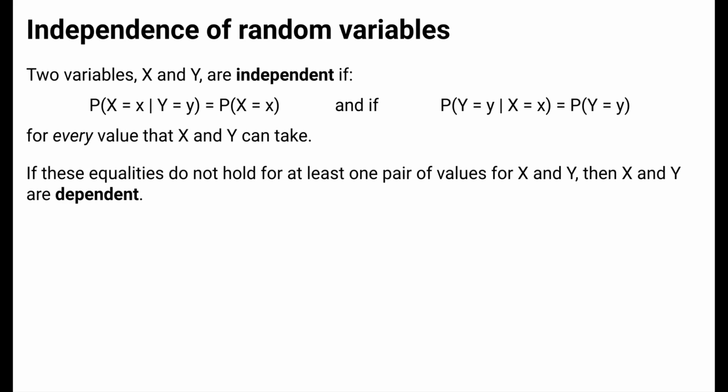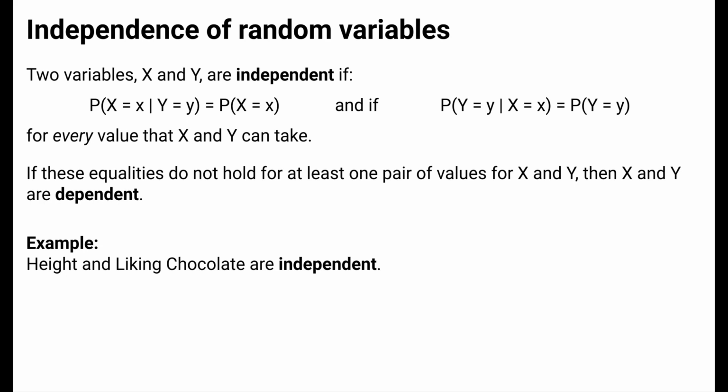If these equalities don't hold for at least one pair of values for x and y, then the random variables are dependent. Just as for independence of events, the independence of random variables tells us that knowing the value of one random variable does not help us better predict the value of the second one. And dependence of random variables tells us that knowing the value of one variable does help us better predict the value of the second one.